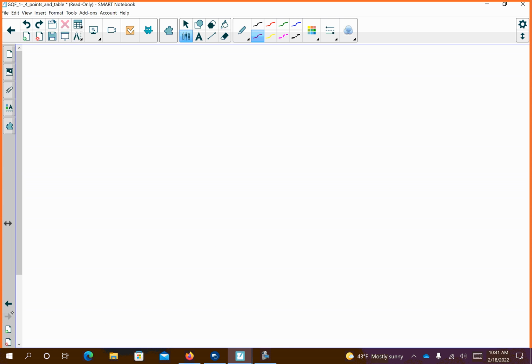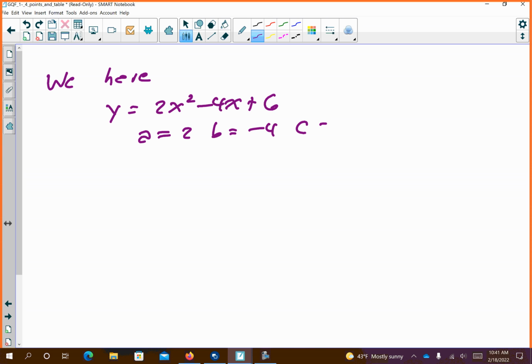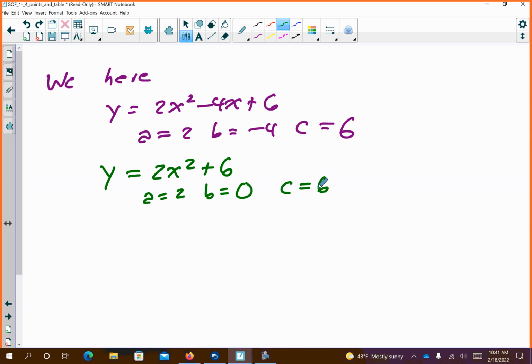So things that can get goofy. Say we have something like this. Well, we know A is 2, B is negative 4, C is equal to 6. That's probably straightforward. But what happens if we had this? Which value is missing? B. So I know that my A value is 2. My B value is missing, so we're going to put a 0 in as a placeholder, and my C value is 6.